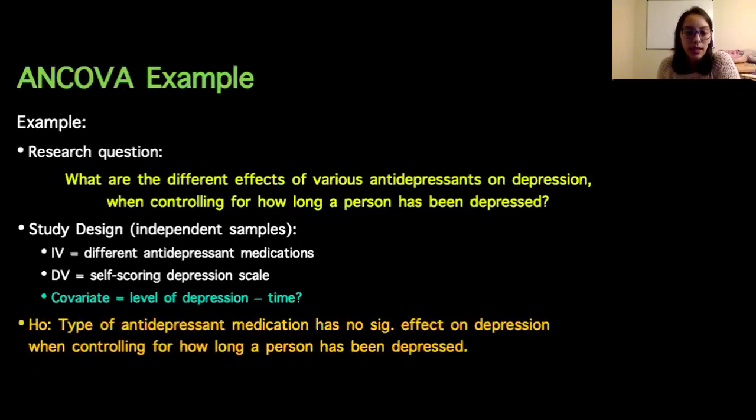And then when we end up looking at the null hypothesis, it's basically exactly the same as a regular ANOVA, but again, you're just adding this little tidbit at the end. So the null hypothesis, again, always argues there's no significant effect. So we'd say the type of antidepressant medication has no significant effect on depression when controlling for how long a person has been depressed. So you're just adding in that extra consideration factor. Any questions on this example? We'll do some more. So hopefully it'll start clicking.